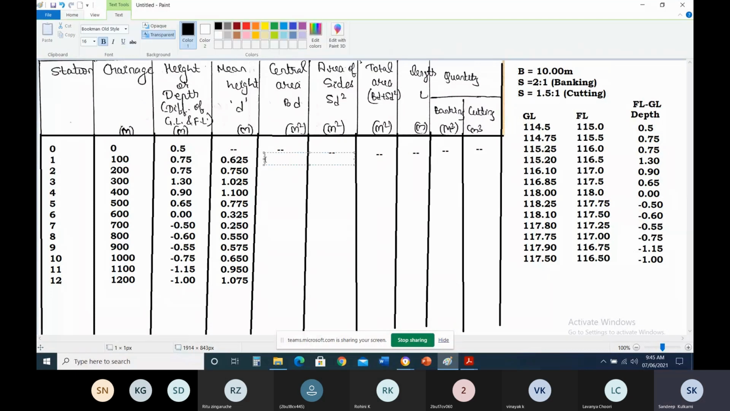So first value, B is 10 into 0.625, you will be getting 6.25. So whatever the mean depth values you got, that is 0.625, into 10 you do. Next 0.75 into 10 is 7.5. Then next will be 10.25, because these depth values are what you got from the mean depth values, just multiply by 10, you will be getting the answers. So very simple. So I'll just go on writing all the values here. So I hope you are understanding the problem.